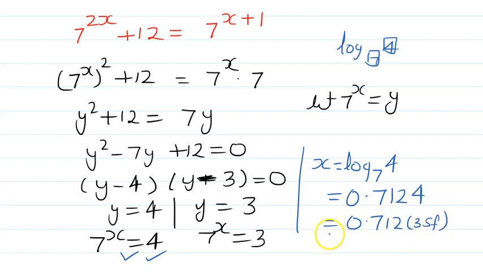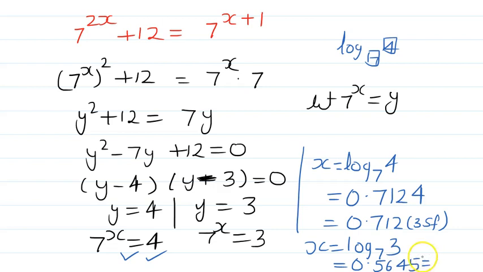Yeah, now next value will be here x equal to log base 7 of 3. So x equal to log base 7 of 3, and if you put this value in this icon like log base 7 of 3, then you will get 0.5645.